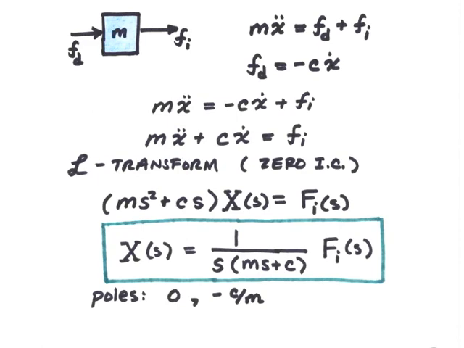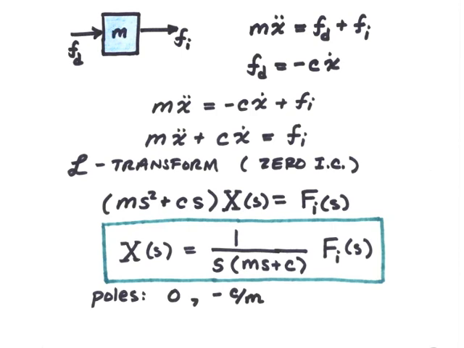From the differential equation, let's now find the transfer function. So we Laplace transform m x double dot plus c x dot equals f sub i, and we'll assume zero initial conditions since we're getting the transfer function. And what we find is as follows. X of s equals 1 over s times the quantity m s plus c times f sub i.